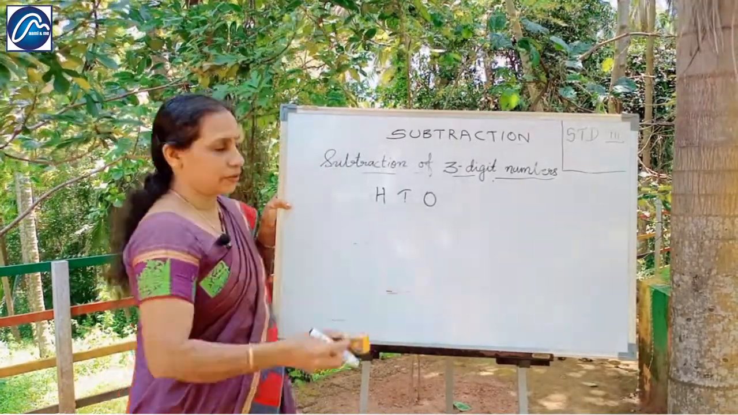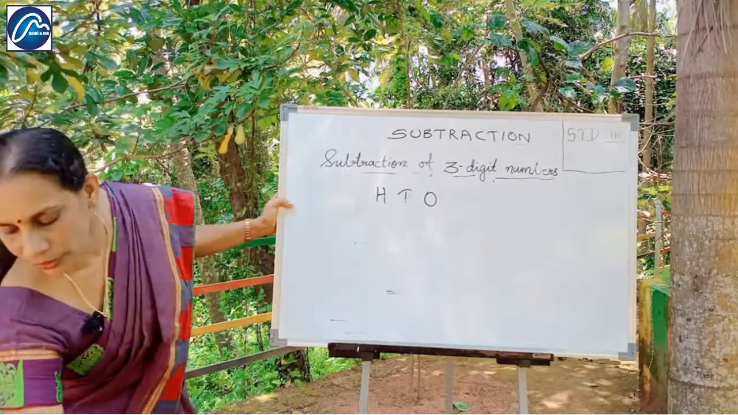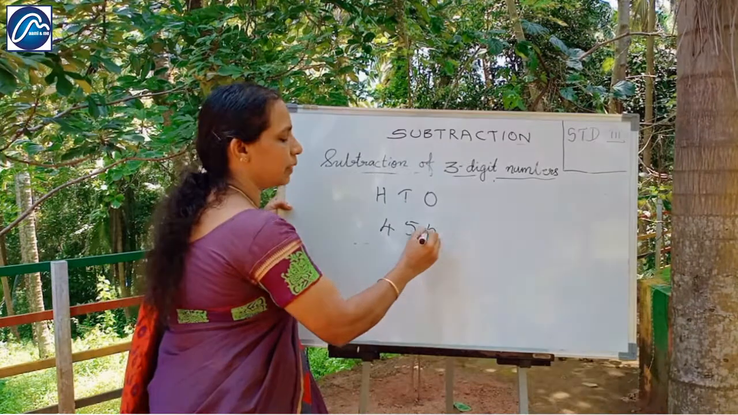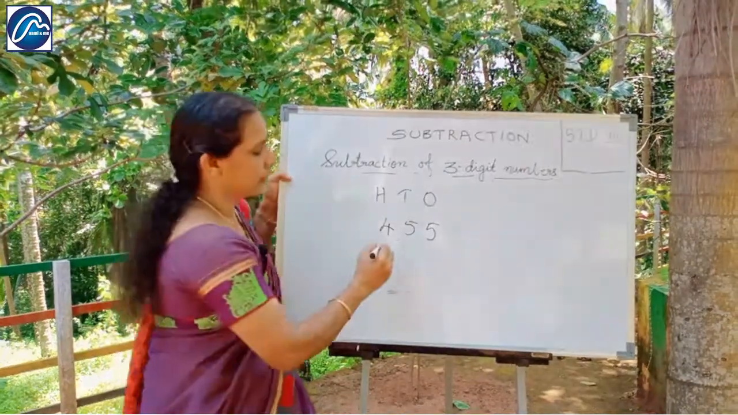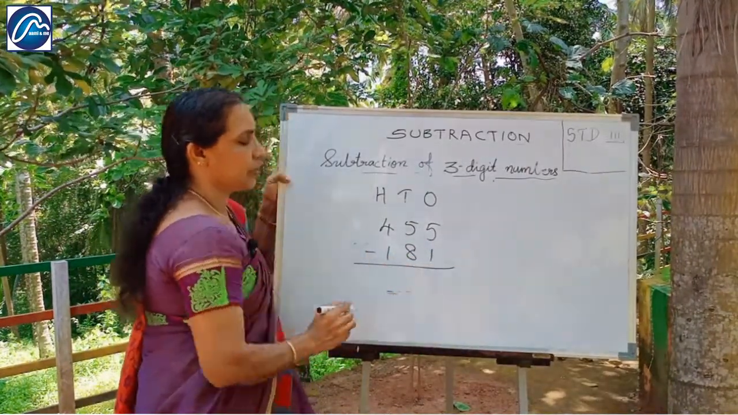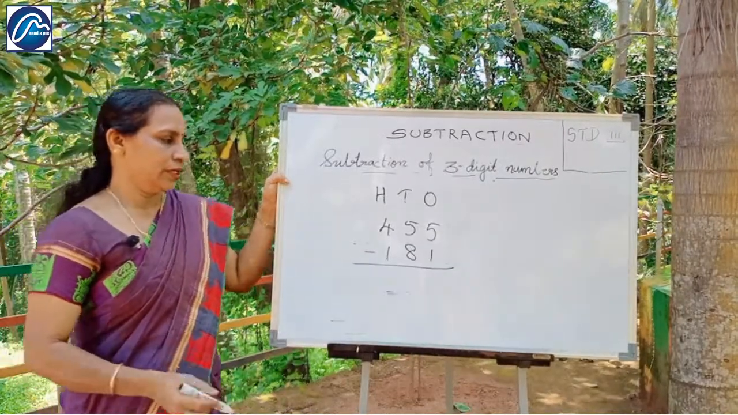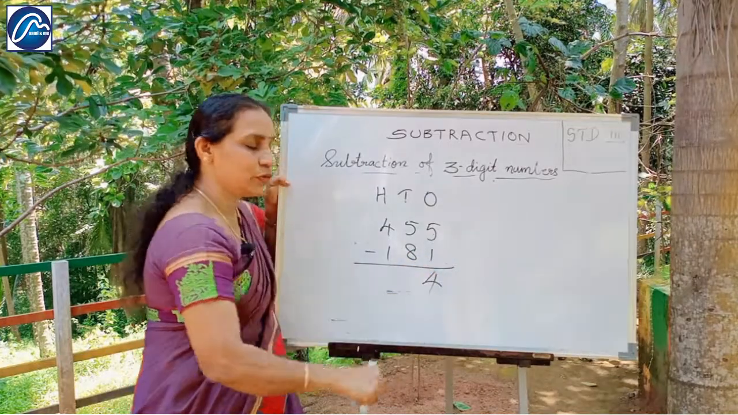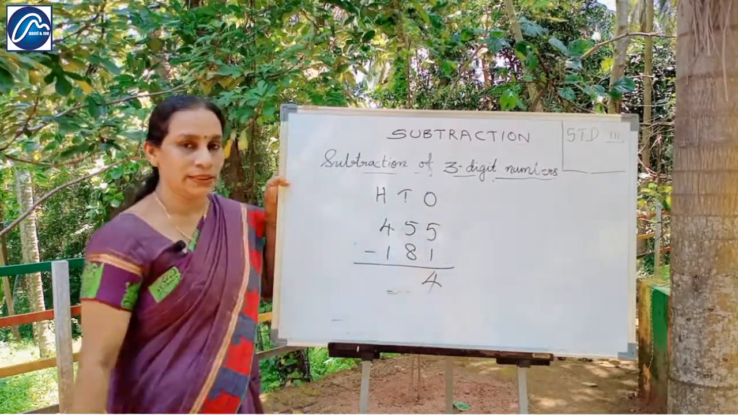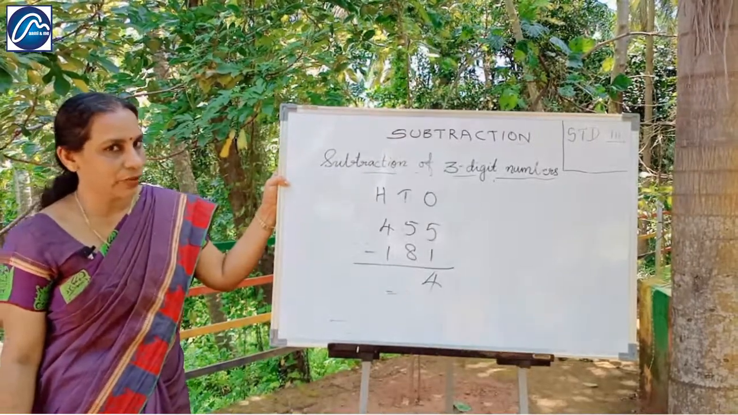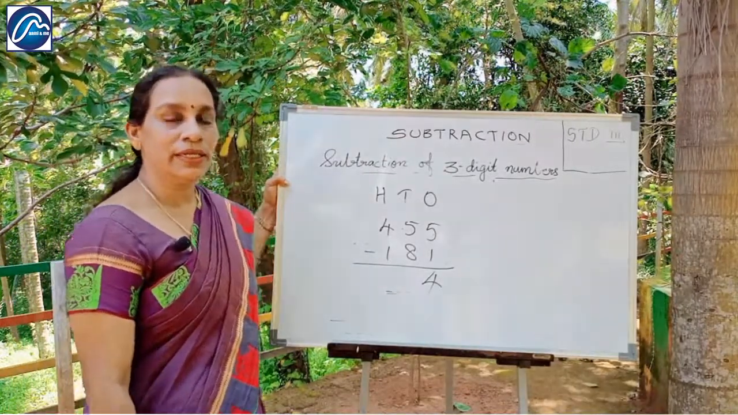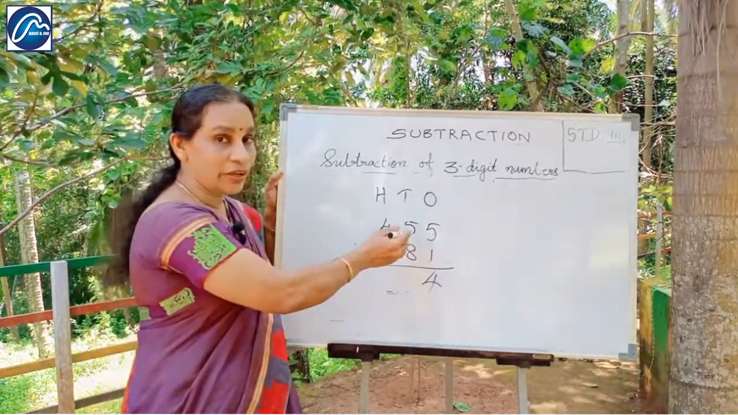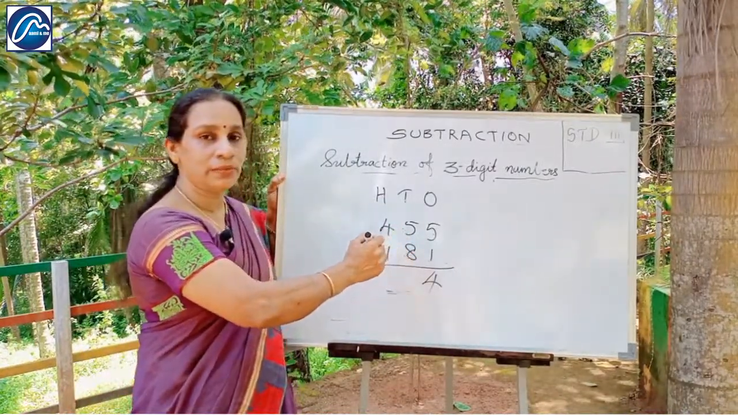Now subtraction with the regrouping. Look at an example. 455 minus 181. Okay, look at here. 5 minus 1. That is easy. 5 minus 1 is 4. But what is 5 minus 8? Can you subtract 8 from 5? No, you could not because 5 is smaller and 8 is bigger.